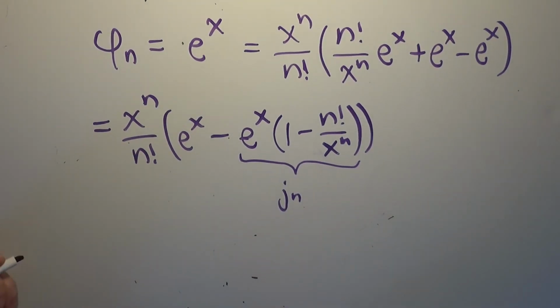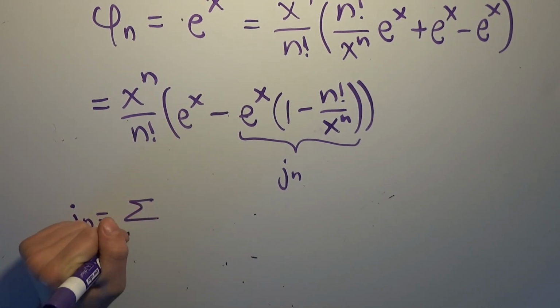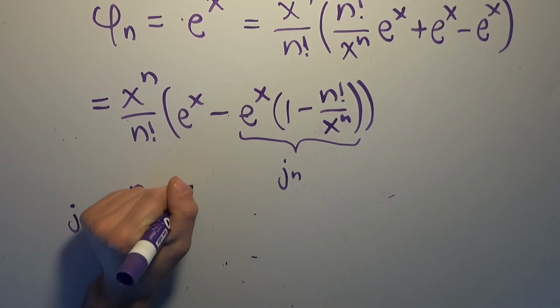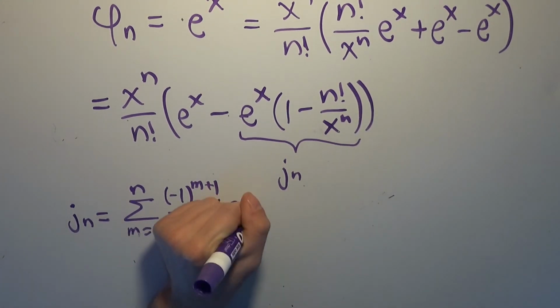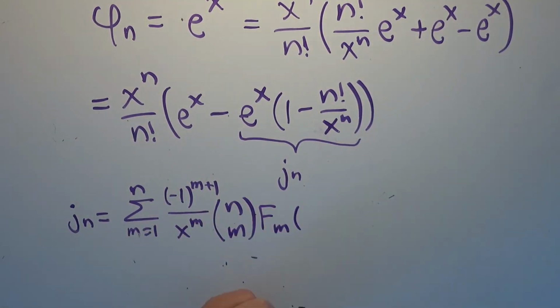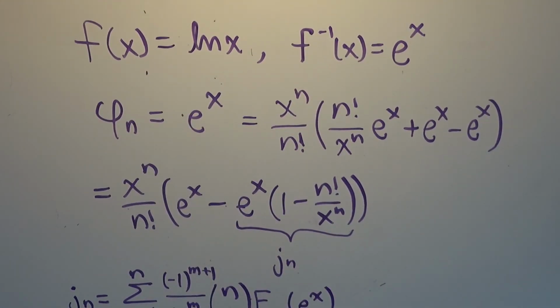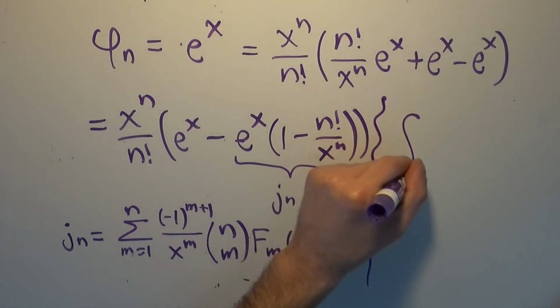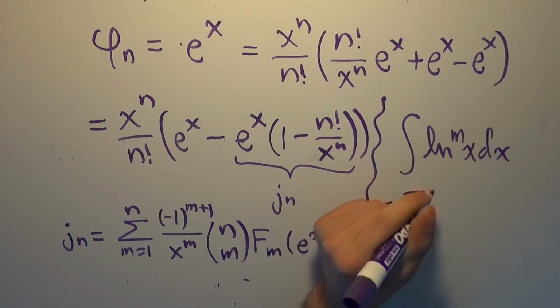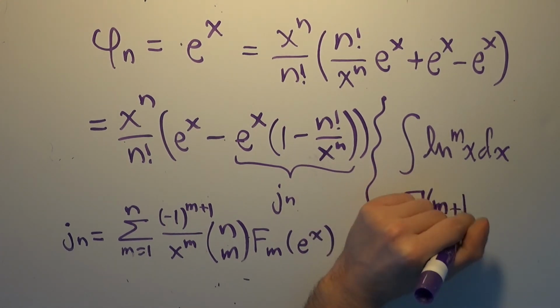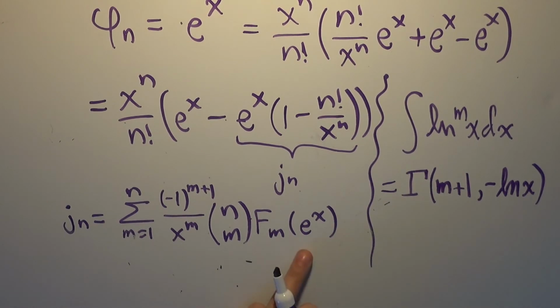But that means that this function here has to be equal to the sum from m equals 1 to n of negative 1 to the power of m plus 1 over x to the m times n choose m times big F sub m of, well, now we have to plug in the inverse function, so we're plugging in e to the x into that function. But of course, what is this? This is the antiderivative of the original function to the power of m. So we would have to know what the antiderivative of the natural logarithm to the power of m is. And as it turns out, this is simply the incomplete gamma function at m plus 1, negative log x. Since we are plugging in e to the x into this thing, the e to the x and the log x are going to cancel. We're just going to get negative x.